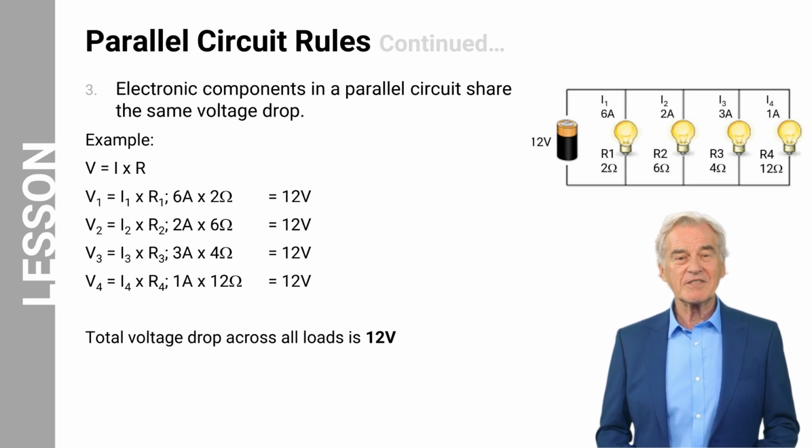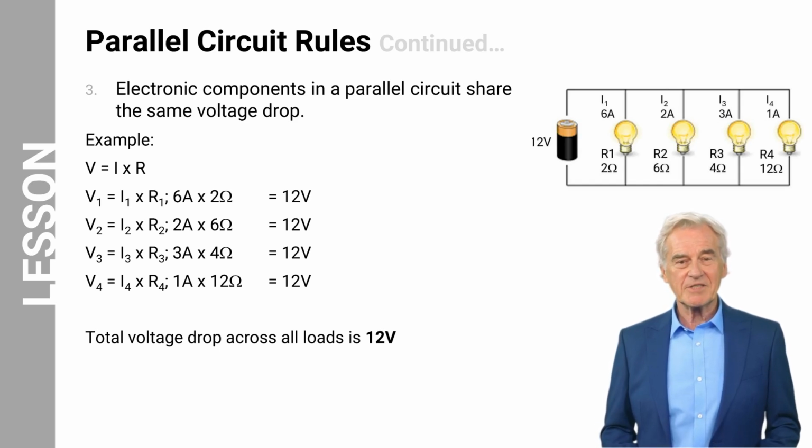For the first branch, V1 equals 6 amperes times 2 ohms, which equals 12 volts. Similarly, for the second branch, 2 amperes times 6 ohms equals 12 volts. For the third, 12 volts, and for the fourth, 12 volts. As we can see, despite the different current flows and resistances in each branch, the voltage drop across each component is consistently 12 volts.